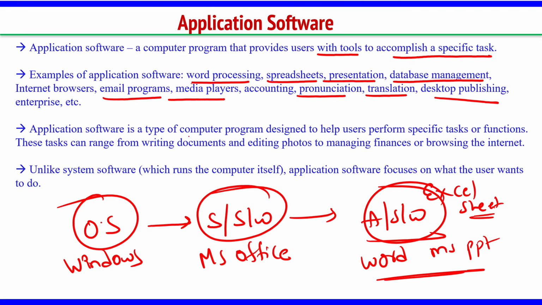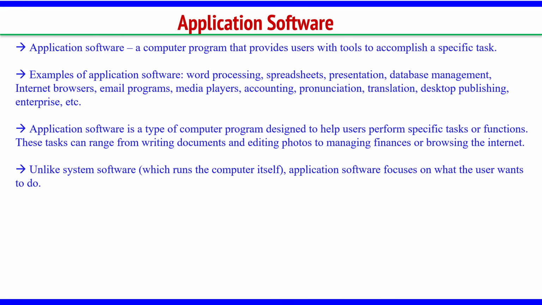Application software is a type of computer program designed to help users perform a specific task or function. These tasks can range from writing documents, editing photos, managing finances, or browsing the internet. So it can help you in a lot of other ways, right? Unlike system software which runs the computer itself, application software focuses on what the user wants.